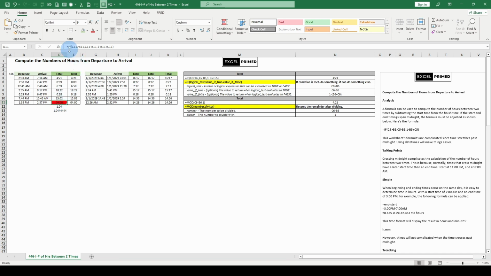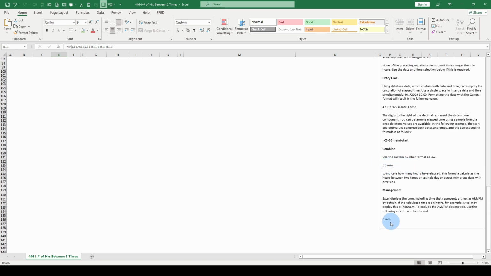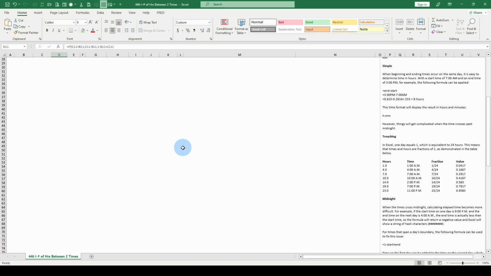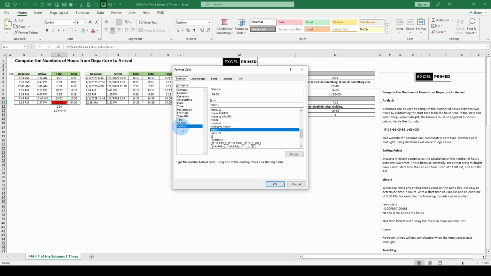Now, here we see this 40004. Is C11 greater than B11? Yes. What's going on here? What did I say about down here? It's critical that you get the formatting correct. Here, go to Control 1 and notice custom. We're looking at minutes and seconds. Oops. See how critical it is to be consistent?